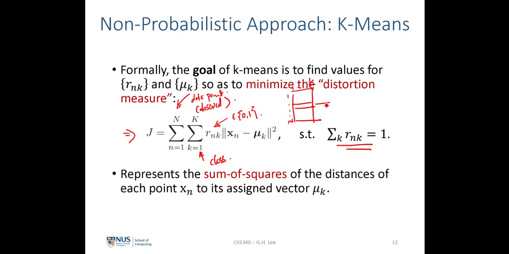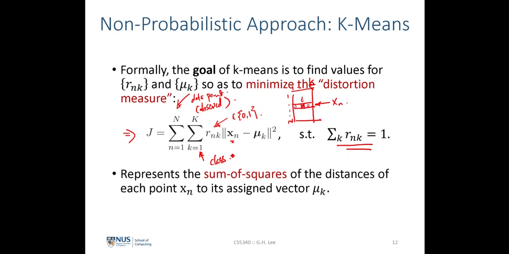So this means that every single row that I'm looking at here, I'm looking at the n-th data point, xn over here. Since it has to sum up to 1, this means that only one of the entries over here can be 1, and all the rest have to be 0.